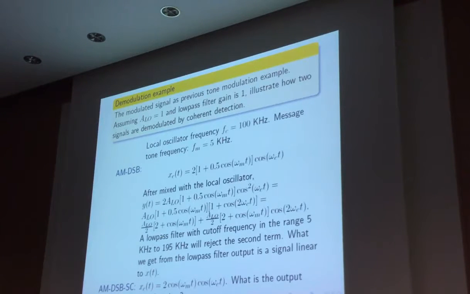AM DSB-SC. And the modulated signal is this one, 2 times cosine omega_c t carrier multiplied with the message cosine omega_m t. Okay, this is the AM DSB-SC modulated signal. Can you derive what is the y(t) in this case? After the mixer at the receiver side, what's the signal? At the receiver end? Assume perfect synchronization. That means the local oscillator has the same frequency and phase as the transmitter oscillator. Okay? Please try to solve this one.